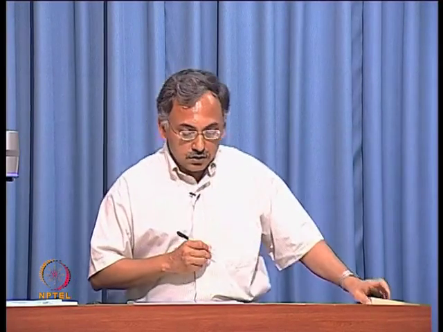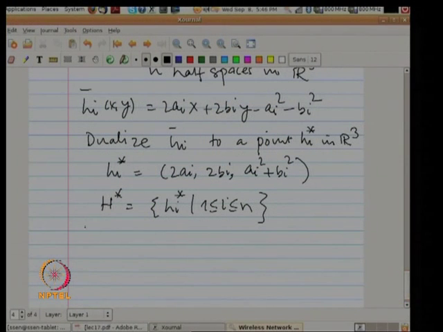So, now what happens is that you had this intersection of half spaces gamma I. I took these planes, I dualized them, then the dual of the intersection of gamma I maps to the convex hull of H star.